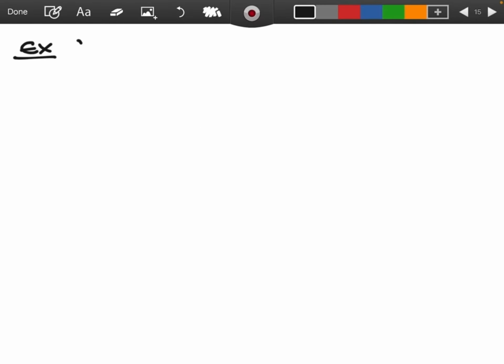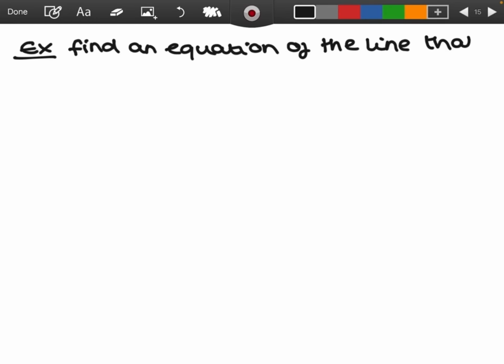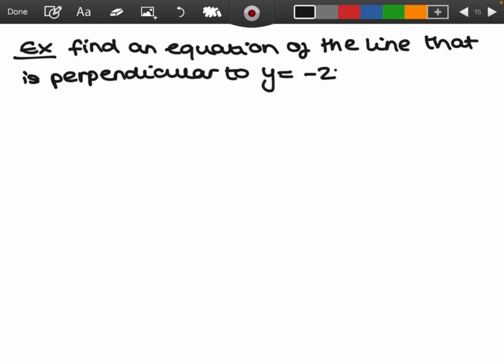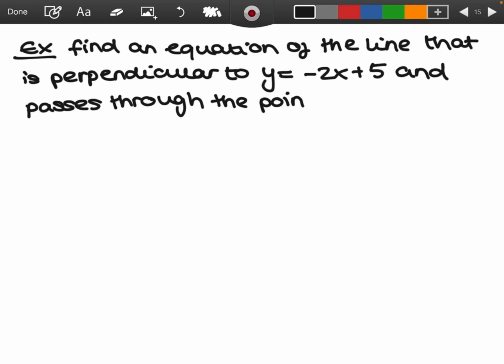Let's do a couple of examples to finish off. So we're going to find an equation of the line that is perpendicular to the line y is equal to -2x plus 5, and I'm going to put in the extra condition that it has to pass through the point (6, 4). What does that mean?